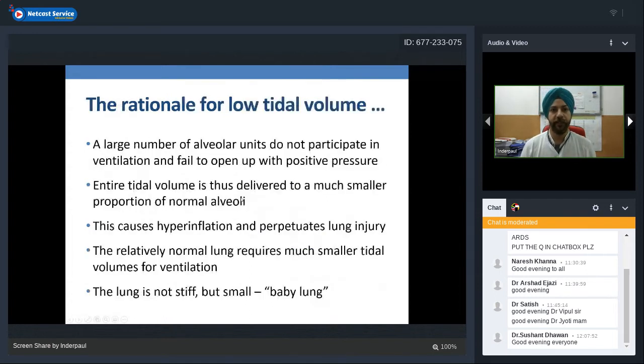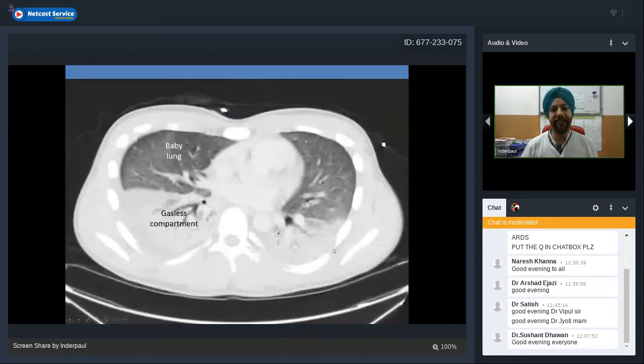So the rationale for low tidal volume is that a large number of alveolar units do not participate in ventilation. I told you in the beginning that some of the alveoli would have been collapsed, some of them would be partially collapsed, and some of them would be normal. So you have a totally deflated balloon, you have a partially inflated balloon, and you have a fully inflated balloon. If you apply the same pressure, your fully inflated balloon has the risk of inflating further and causing barotrauma. And that is exactly what happens in ARDS.